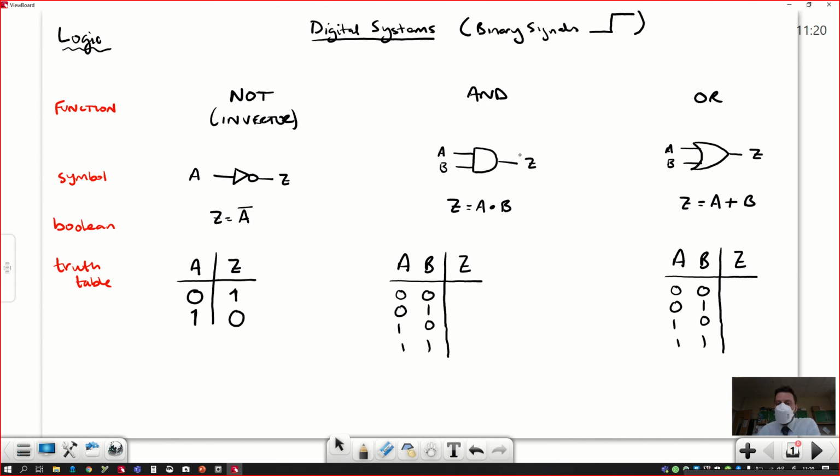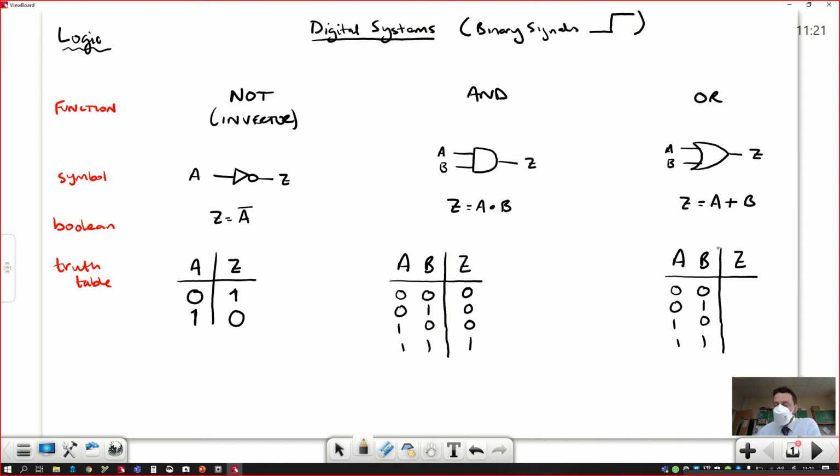So for an AND gate, the output column, the Z, will have a 1 in it wherever A and B are both 1. So A and B are both 1. There's our 1 there. And the rest will be 0, 0, 0.